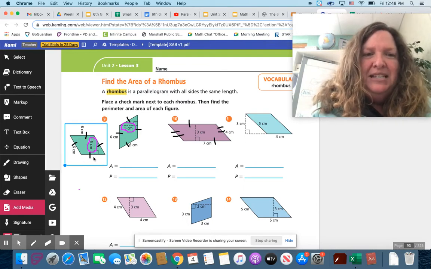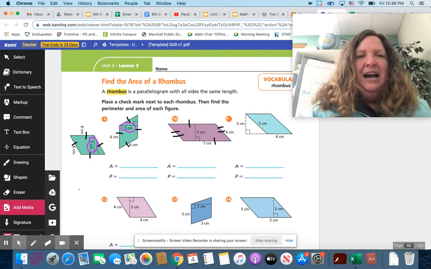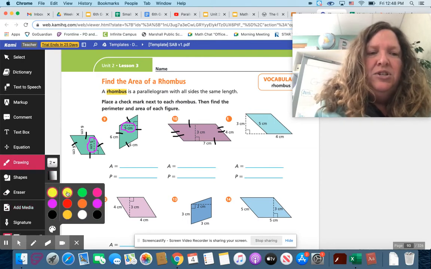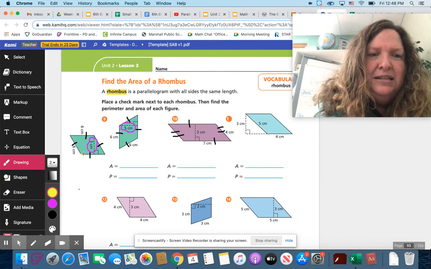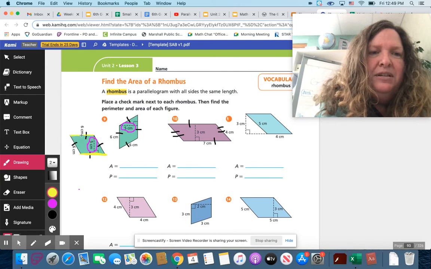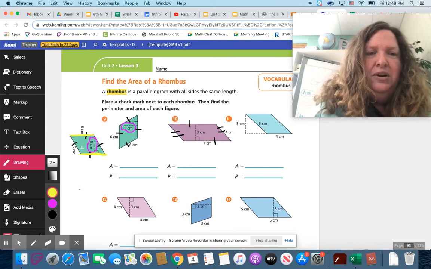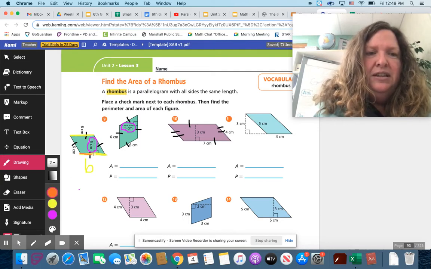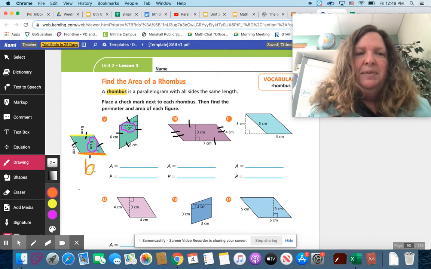We see a base, and now we see, oh, I see that dotted line. That's the height. So let's find the base. There's the base, and we know it matches with this one. So even though it's not labeled, since it matches that one, we know the base is 6 centimeters. That's really hard to see, isn't it? Let's use orange instead. There's the base, and it is 6 centimeters.